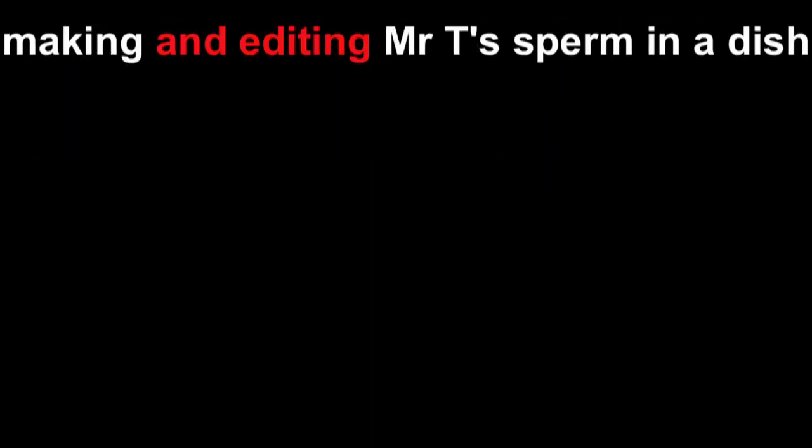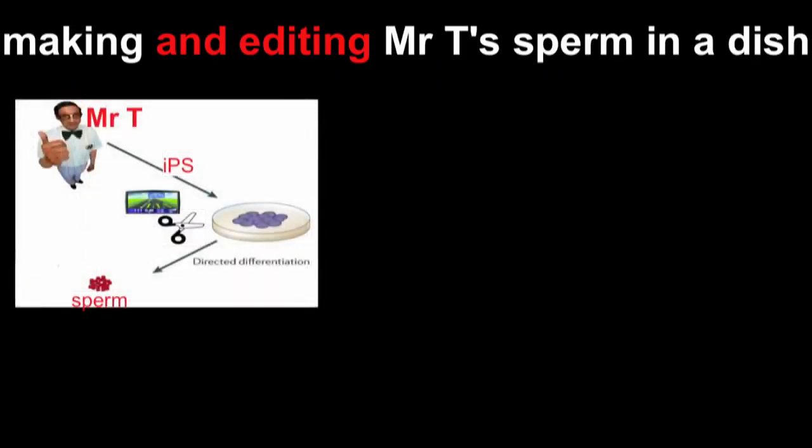What we're doing here, with the gametes, the sperm or the eggs, and what we're going to be talking about here is, for example, for Mr. T, we'll generate iPS cells from him, and we'll be able to make an edit.